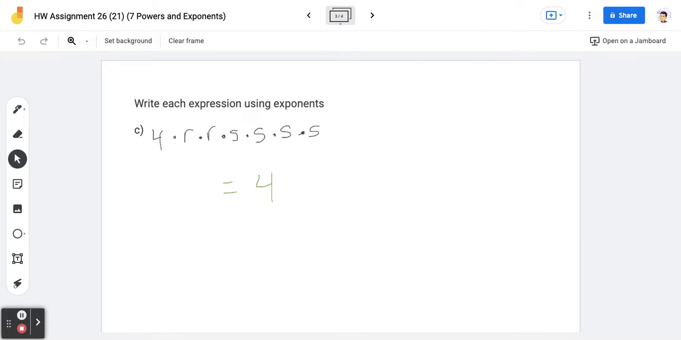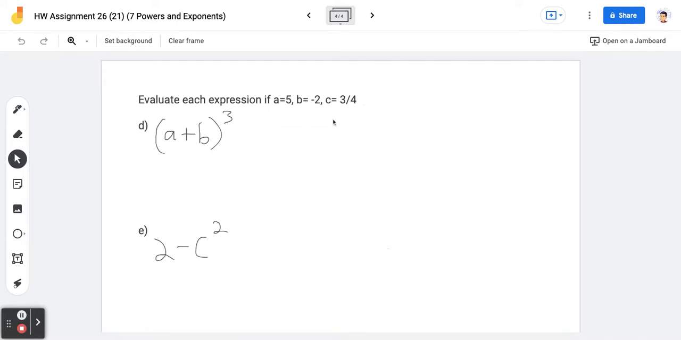How many r's are multiplied by each other? I see 2. So 4r to the second. And because we have 4 s's all being multiplied by each other, we're going to say 4r squared, or r to the second power, times s to the fourth power. And it can be written just like that. Notice how the r is raised to the second, the s is raised to the fourth, and the 4 is just left as is.